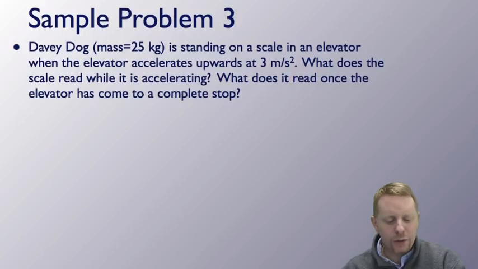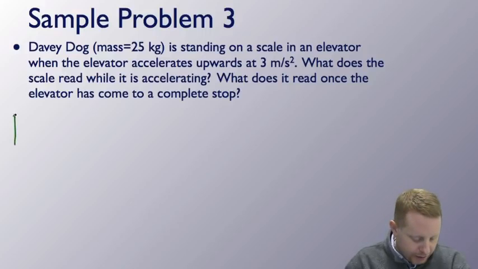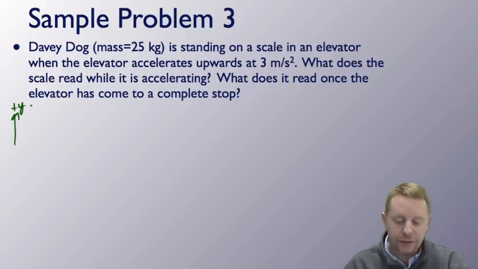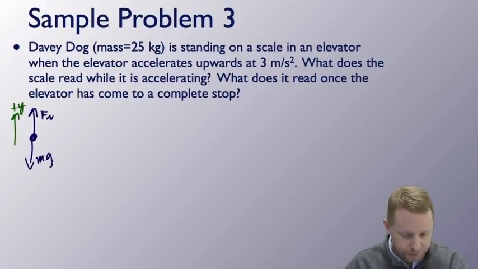What does the scale read while it's accelerating, and what does it read once the elevator has come to a complete stop? Well, let's walk through this again. Going to move upward, so we'll call that the positive y direction. We'll put in our free body diagram for the dog. We have the normal force up and mg down.